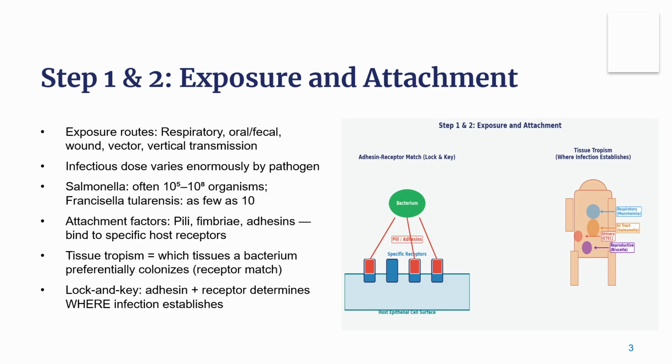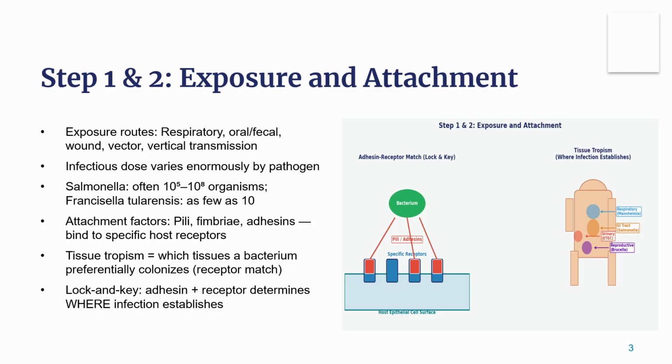Here's something I find fascinating about pathogen biology. Bacteria don't just land anywhere. They have molecular Velcro, pili and adhesins. And the host cell has matching receptors. E. coli strains that cause UTIs have pili that bind specifically to uroepithelial cells. Bordetella bronchoseptica has adhesins that bind ciliated respiratory epithelium.